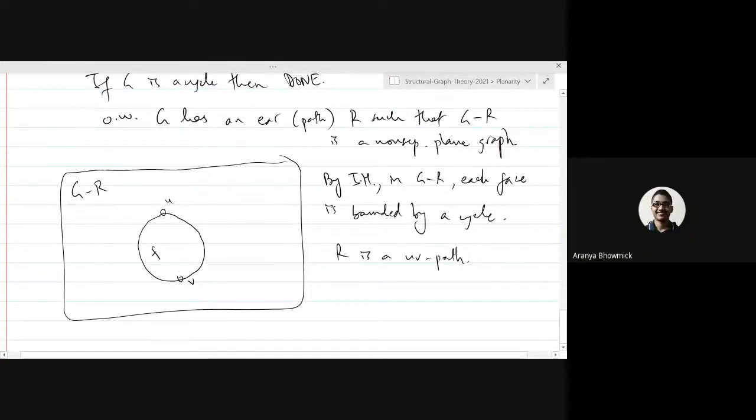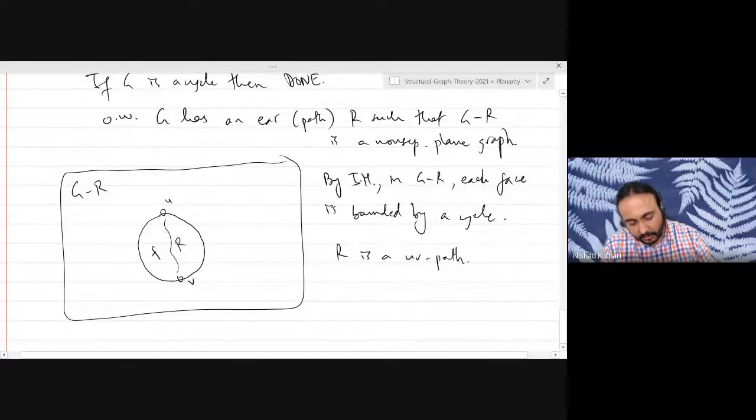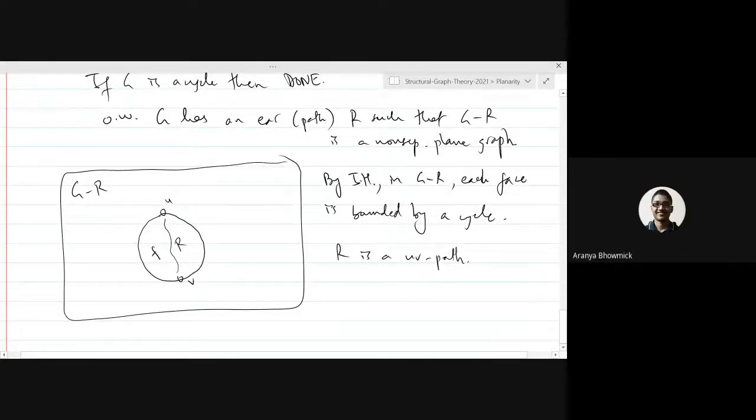Okay, then what happens? So then it is trivial why G will have a planar embedding, because we can add the ear without any problem. Right. And now you get the two faces, which are again bounded by cycles. Exactly. Fine. So that is one case.